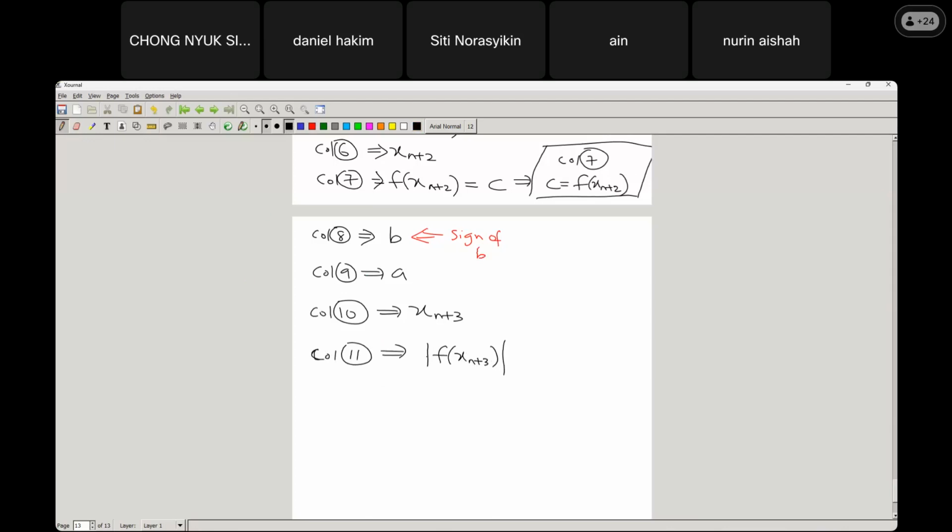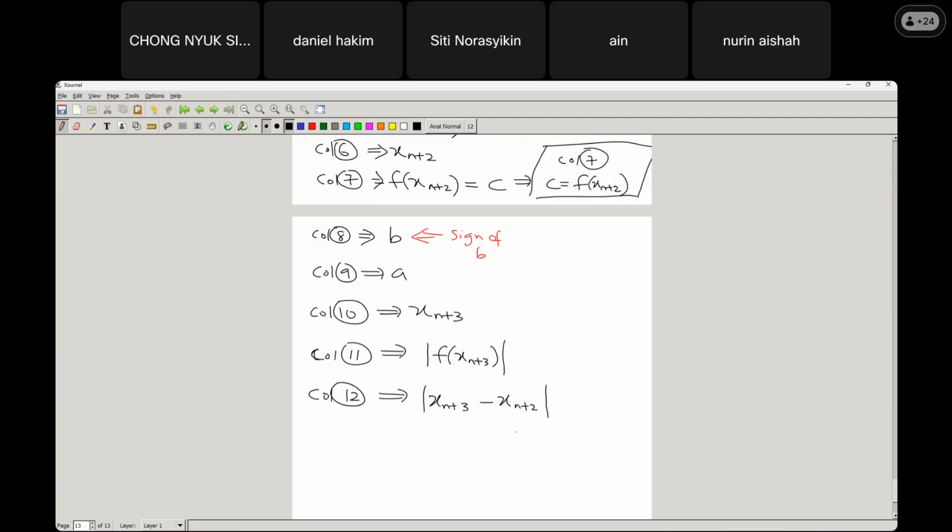Now, I would suggest, because when you increase your n, you need the information of your f(x_{n+3}), right? So I would suggest, okay, this is an option. Column 11, some of the students will directly put the absolute, and then you proceed with column 12, that is to find, you have two stopping criteria, right? So you have to make sure both of the stopping criteria are satisfied.